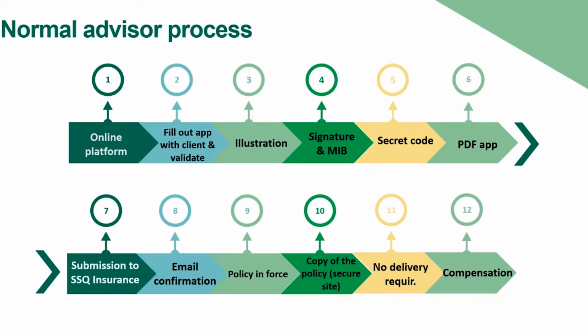After 60 minutes, a copy of the policy is uploaded to the Secure Advisor site, where the advisor can obtain it and review it with their clients. The advisor clicks on the Reports tab from the home page of our secure website and then clicks on the Contract tab, where the policies can be found in a PDF format. There are no delivery requirements and the policy is settled. The last step, of course, is the compensation, and we'll see that in further detail a little bit later on.